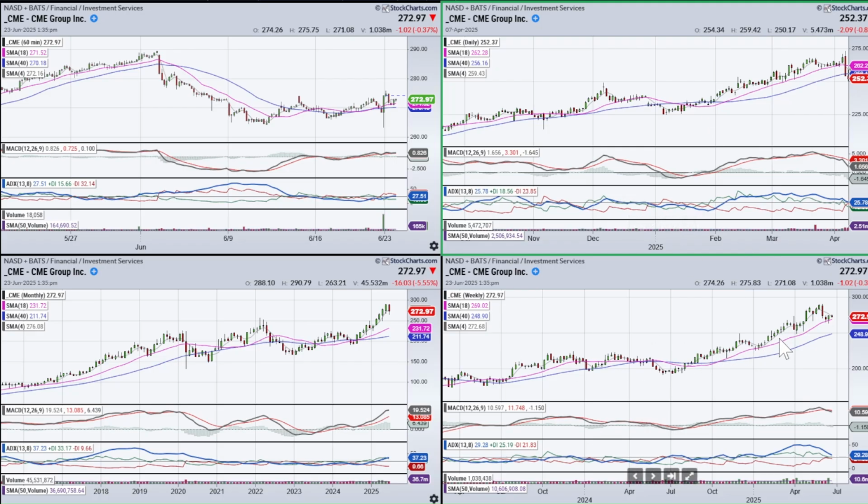If you stick with looking for these type of patterns, your win rate is going to skyrocket, and the size of your wins are also going to go up.